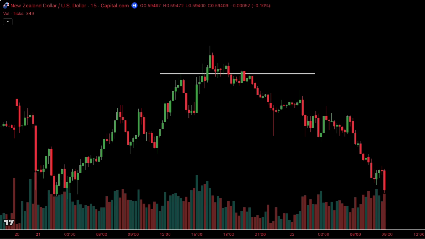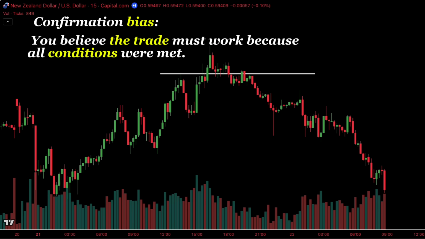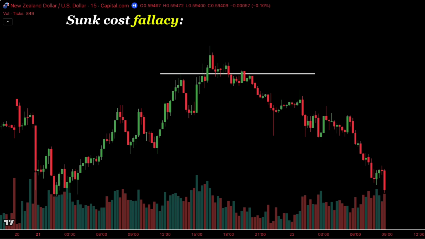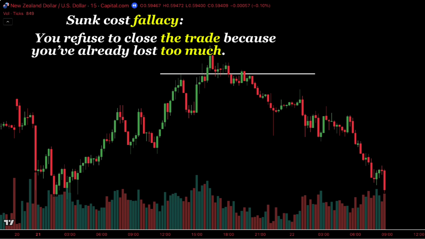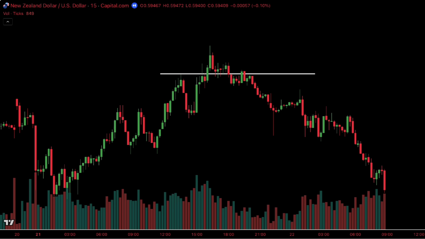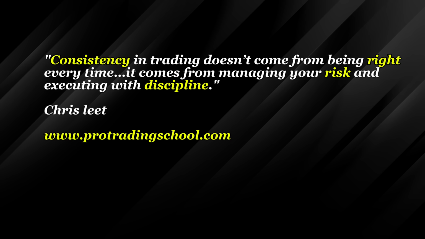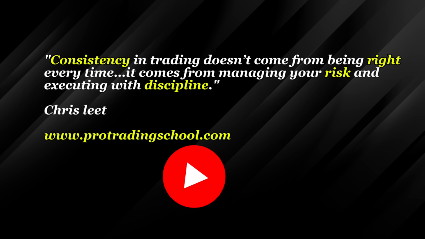This is where psychology takes over. Confirmation bias. You believe the trade must work because all conditions were met. Sunk cost fallacy bias. You refuse to close the trade because you've already lost too much. And this is how traders blow their accounts. Consistency in trading doesn't come from being right every time. It comes from managing your risk and executing with discipline.